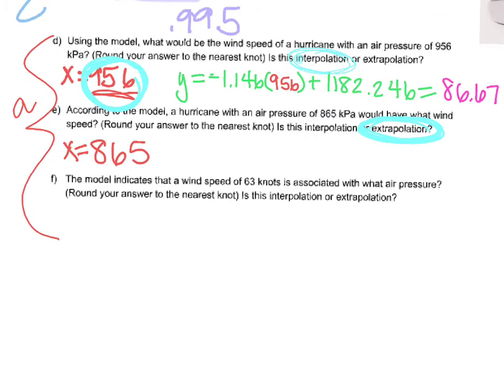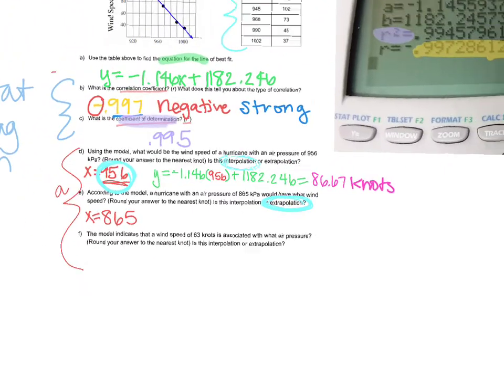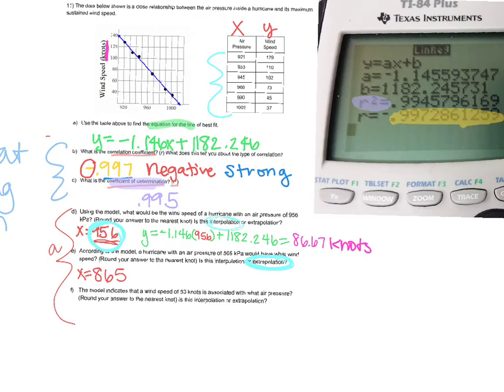Okay, look at F. The model indicates that a wind speed of 63 knots is associated with what air pressure? So this time they're giving us Y. This time the information that we have is we know that wind speed, or Y, equals 63. Just using some common sense, if I'm looking at this table, my answer should be somewhere between 968 and 990, because I'm looking at 63 falling in between these two numbers. So therefore, my air pressure should fall in between these two numbers.